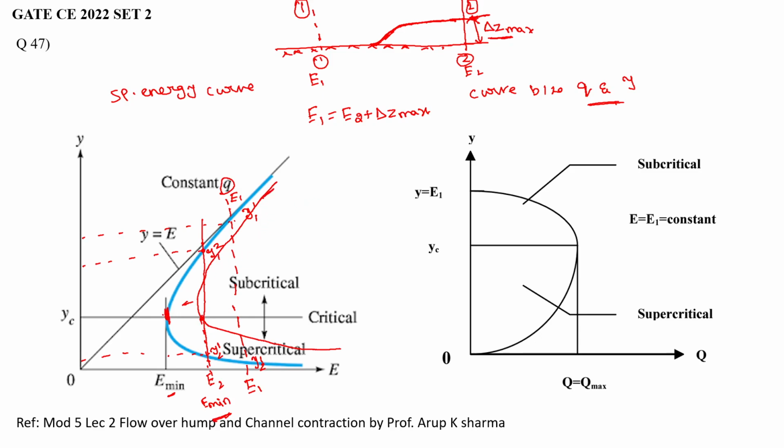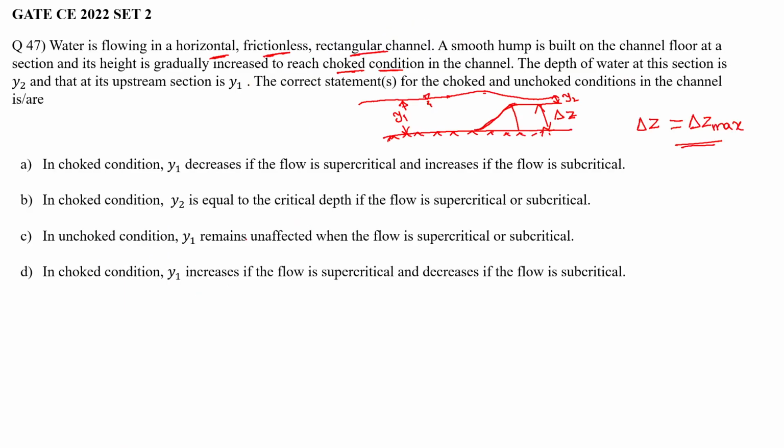That particular condition is called choke flow. Choke flow happens when the depth is more than the Z max, such that the specific energy for a given constant Q is not available. In that case, the flow condition is called a choke flow. Okay, now read the options.